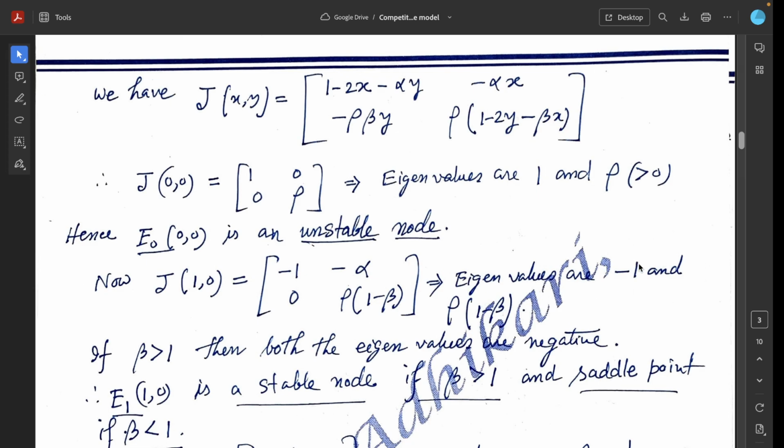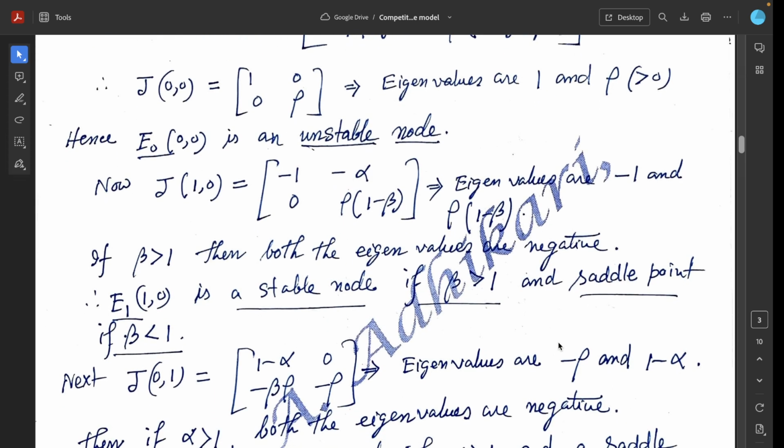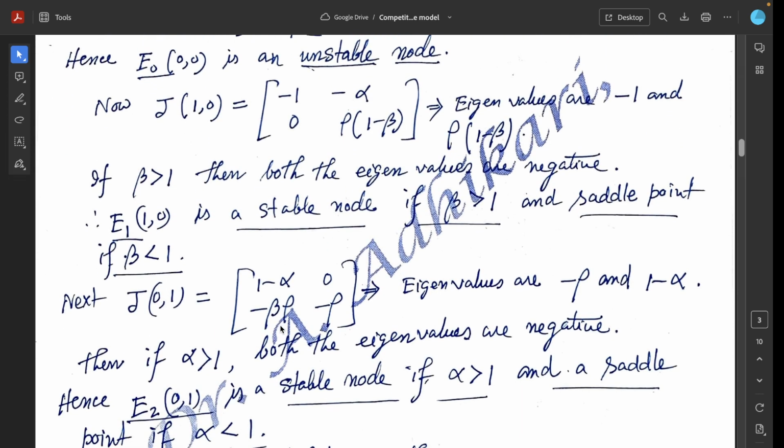So minus 1 and rho into (1 minus beta) are the two eigenvalues. Obviously minus 1 is a negative eigenvalue and rho is positive. If beta is greater than 1, then rho into (1 minus beta) is negative. So both eigenvalues are negative. So the (1, 0) equilibrium point is a stable node for beta greater than 1. If beta is less than 1, rho into (1 minus beta) is positive. So this is negative and this is positive. So the (1, 0) equilibrium point is a saddle point if beta is less than 1.